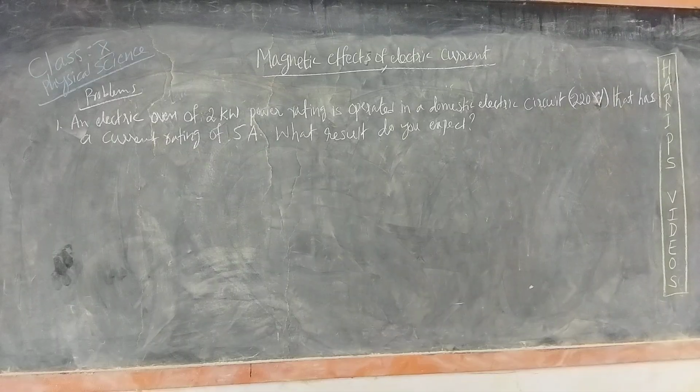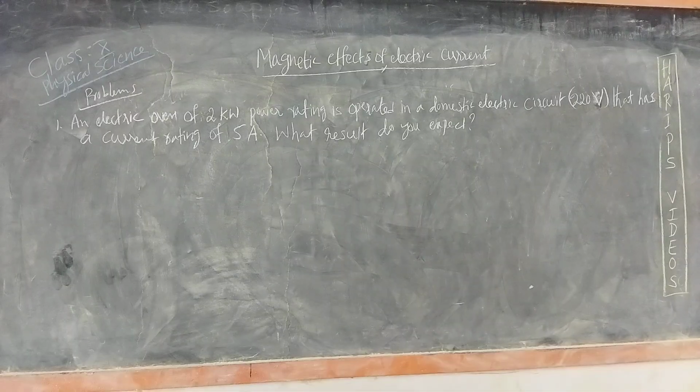An electric oven of 2 kilowatt power rating is operated in a domestic electric circuit of 220 volts, but has a current rating of 5 ampere. What results do you expect? An electric oven of 2 kilowatt power rating is operated in a domestic electric circuit that has a current rating of 5 ampere. What results do you expect?